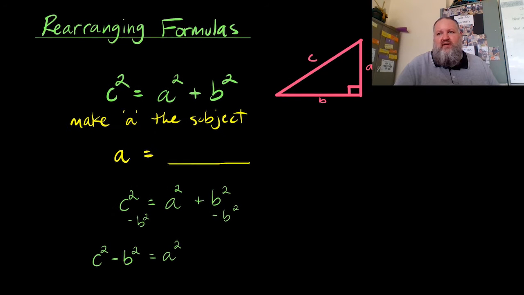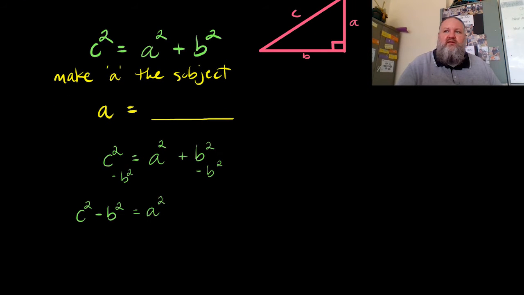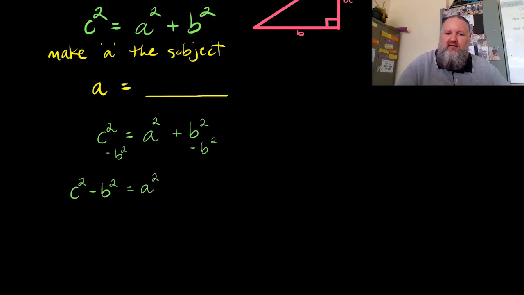So have I satisfied what I need to do, making A the subject? Well, no, I haven't yet. Let's think about what is happening to A squared that I can undo to get just A. How do I reverse a squaring? The opposite of squaring a number is finding the square root of that number. So if I find the square root of A squared, I have to find the square root of the other side. It will look like the square root of C squared minus B squared is equal to A. And I have it.